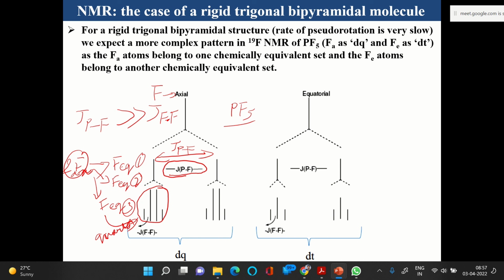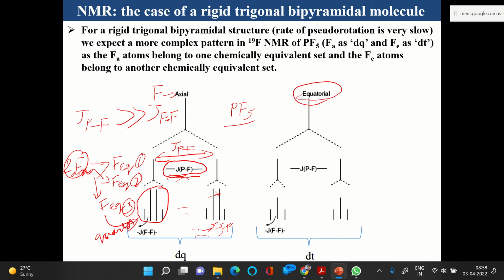Okay, so this is the way you will find it, and because this first splitting, JPF, was very large, there will be two quartets for axial like this. So overall you are obtaining these many lines, two quartets separated by such a large coupling. JFF is much smaller than JPF; the actual order is around 100 and 1000 hertz. Similarly you can define it for equatorial.